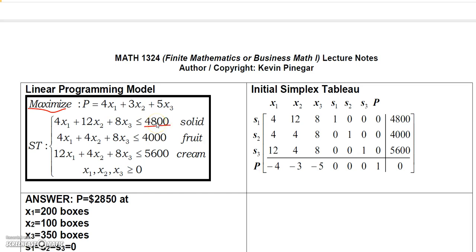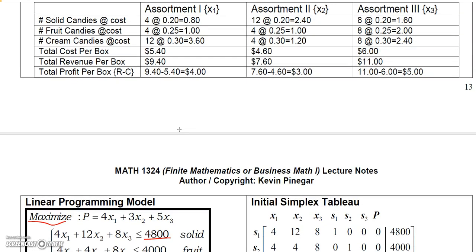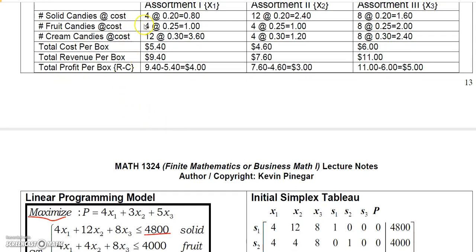So remember, we can make up to 4,800 solid candies per week, and if you go back and look, you're going to need 4 solid candies for each box 1, 12 solid candies for each box 2, and 8 solid candies for each box 3. So 4 times x1 plus 12 times x2 plus 8 times x3 represents the total number of solid candies you're going to use, and that has to be less than or equal to the 4,800 solid candies you can make.